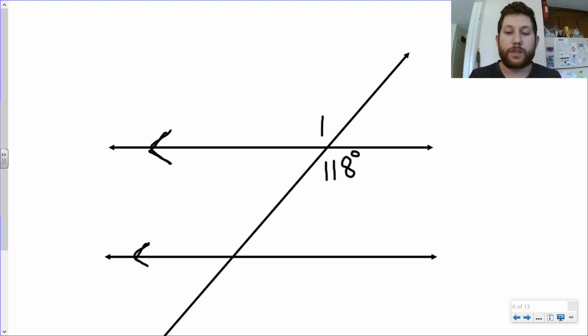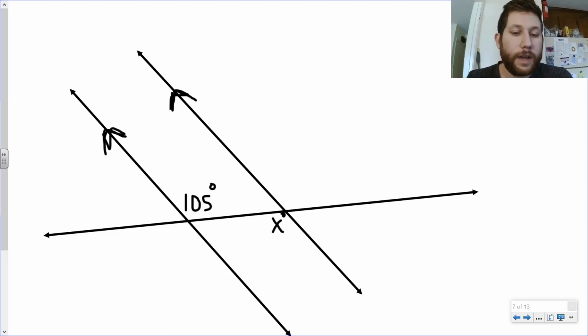So let's take a look at this one. Are these angles the same or are they supplementary? Well, these are vertical angles and they're both obtuse. They look the same size, so they're just going to be the same. That's going to be 118. Easy as that.